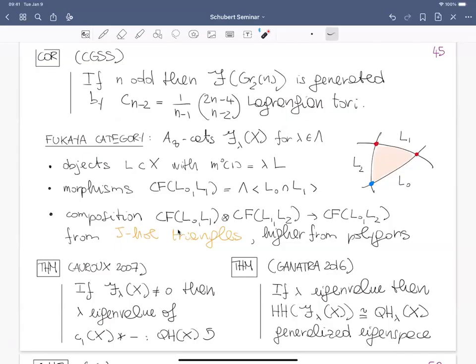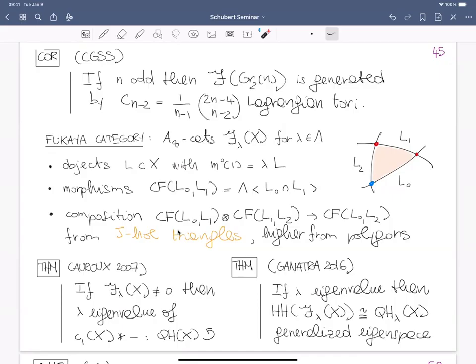Whenever you have two Lagrangians, because Lagrangians in a symplectic manifold are half-dimensional, they will intersect in finitely many points. And so you can take those as a basis for a vector space over the coefficient ring. I'm denoting the coefficients for these categories lambda, and I don't want to explain what this is.